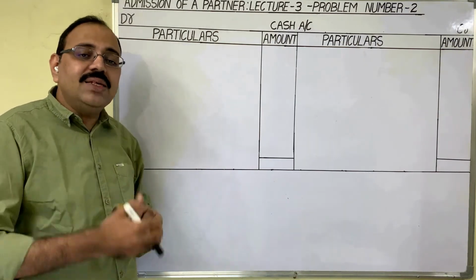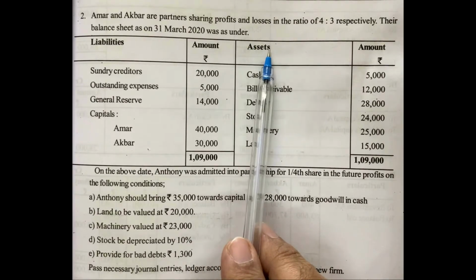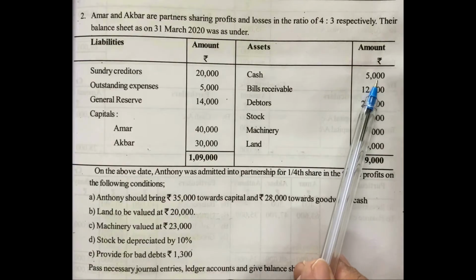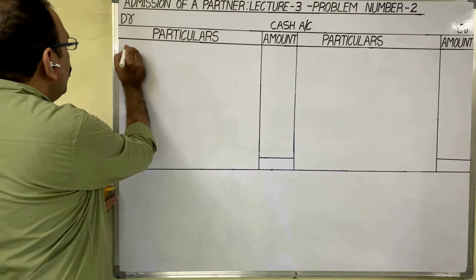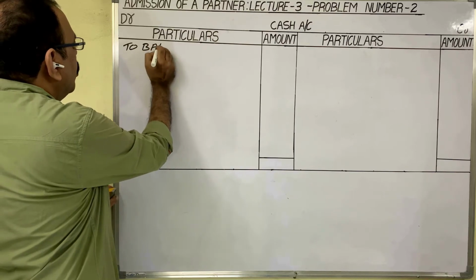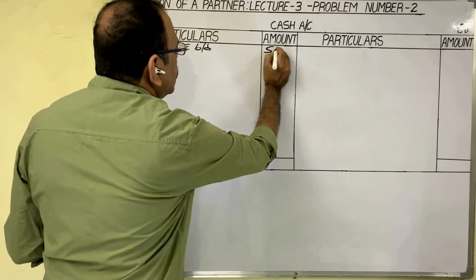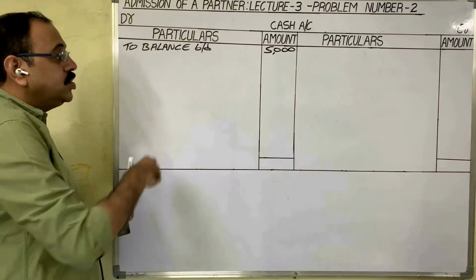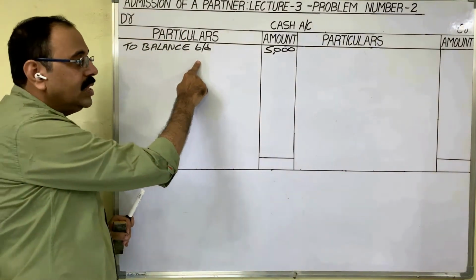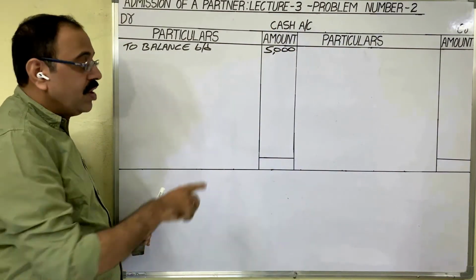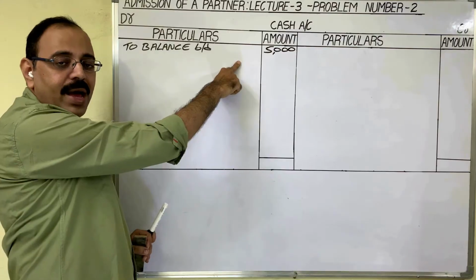From where do we take this amount? In the old balance sheet under the asset side, cash balance is given, 5,000 rupees. This amount we have to take. Write down the opening balance on the debit side. To balance brought down, 5,000 rupees. Now the doubt is why we are showing the opening balance on the debit side. Because cash is an asset. All assets show a debit balance. Therefore, on the debit side we have to show the opening balance.